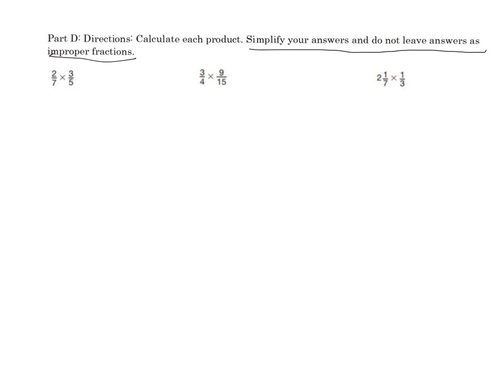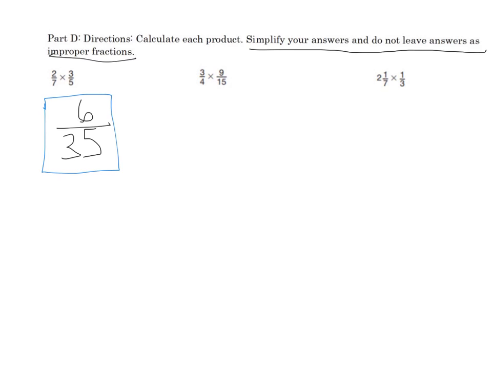So on this first one, I would multiply numerator times numerator, so 2 times 3, which gives me 6. And then 7 times 5, which gives me 35. So then I need to stop and think, can I simplify 6 and 35? So I think of, what can I multiply 6 by? 2, 3, 6. None of those go into 35. So this is in simplest form, 6/35.